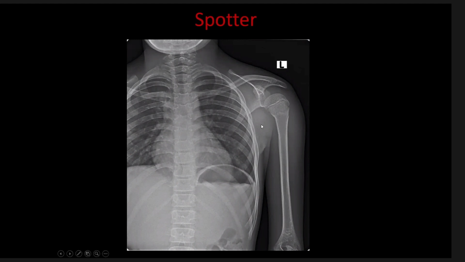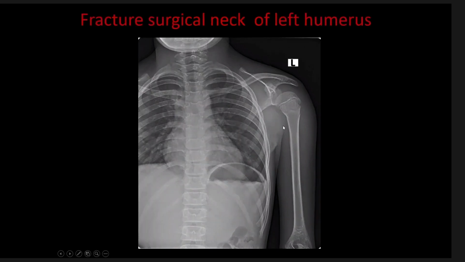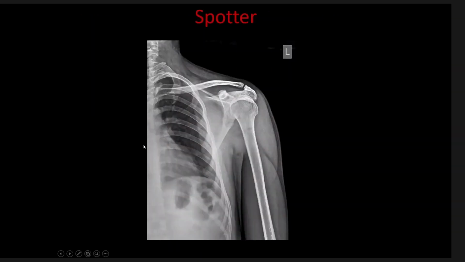Yes, humerus fracture. Clearly, we can appreciate a fracture line here, a fracture line going here, and also in the lateral part we can see. Moreover, we can appreciate some angulation between the neck and the shaft of the humerus. So this is a fracture in the surgical neck of the left humerus. Next.